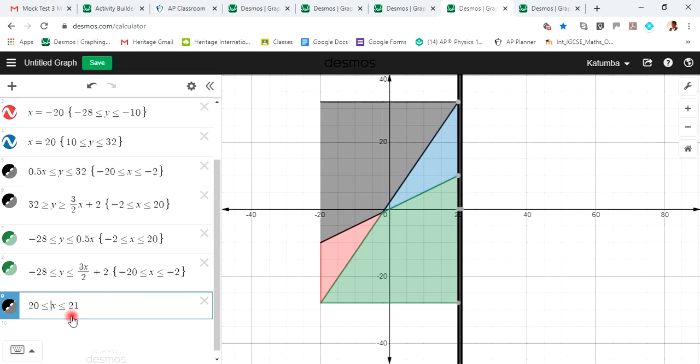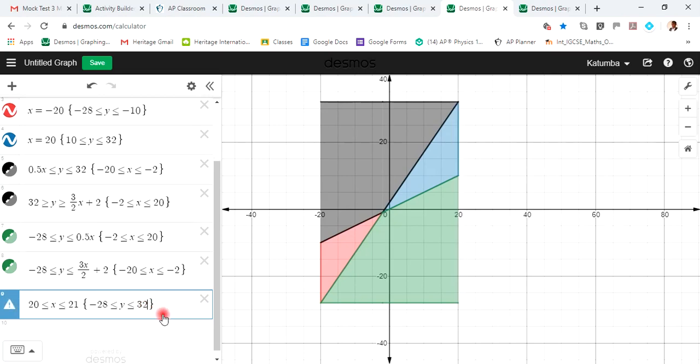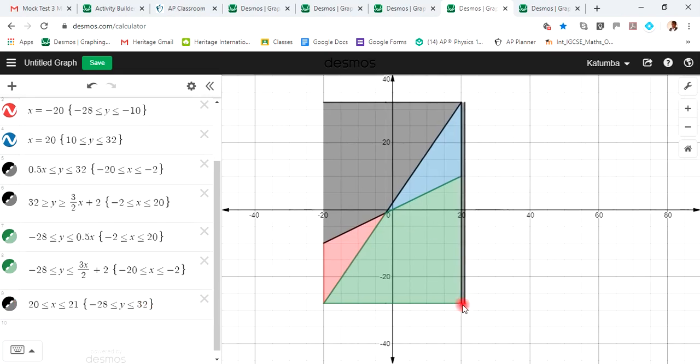So x is between 20 and 21. That's what I'm shading, and I'm going to restrict the range on that to be from negative 28 to positive 32. So the y range restriction is negative 28 to positive 32. So my boundary is going from down there to up there.